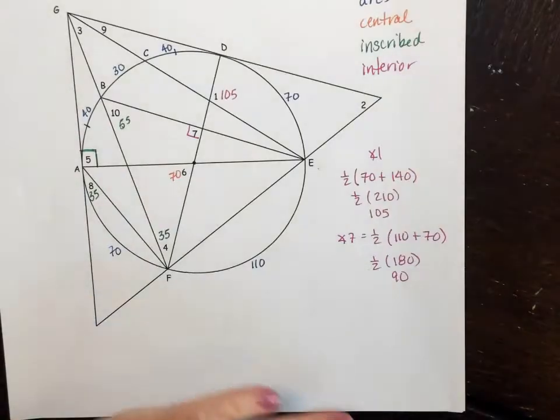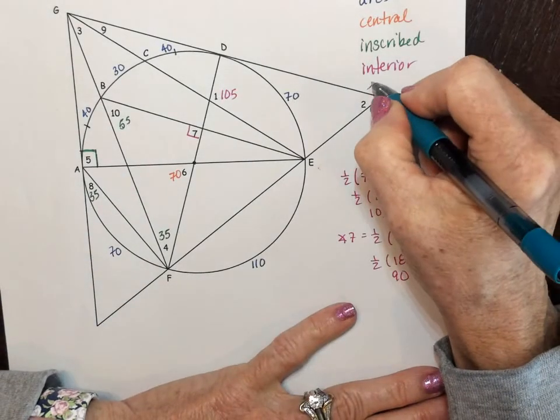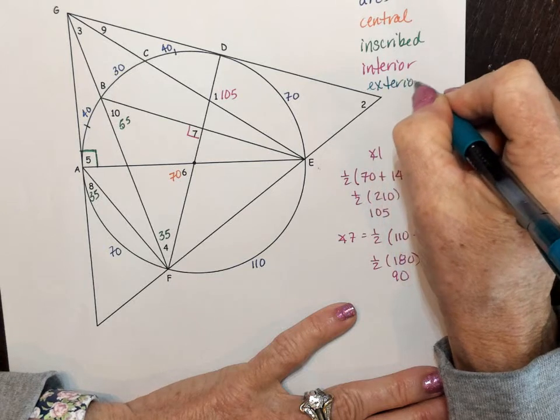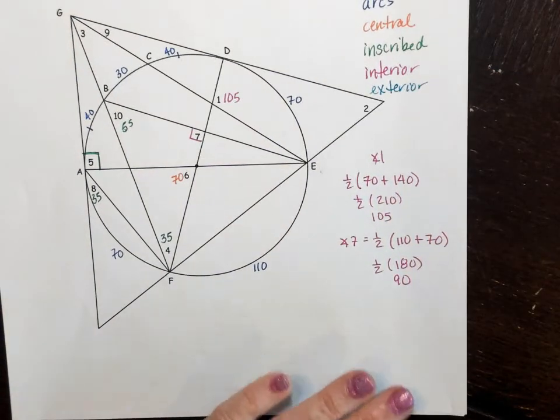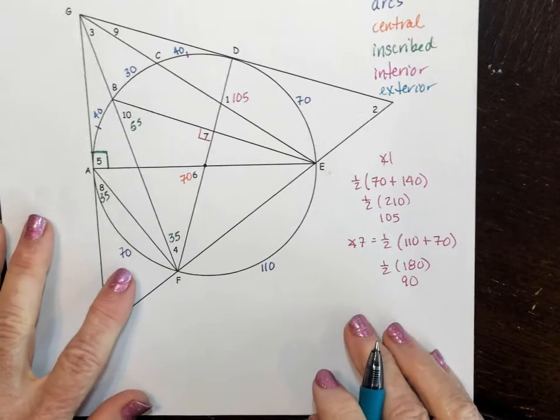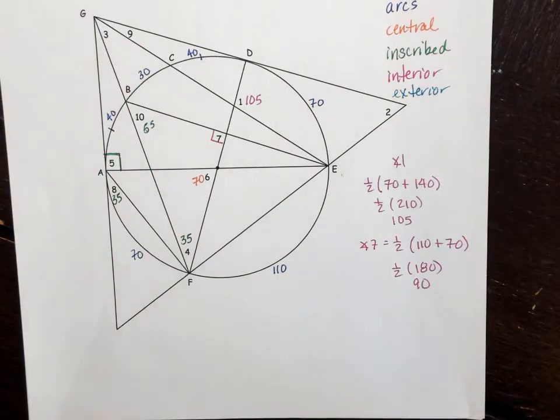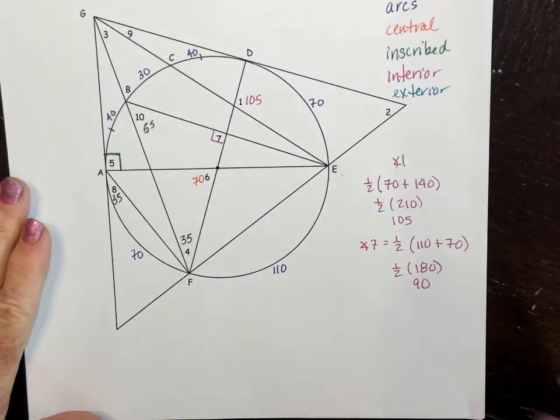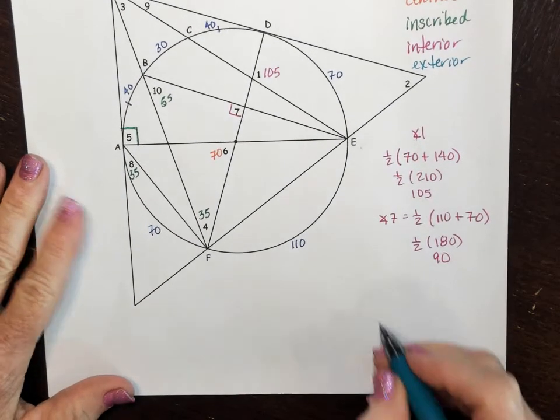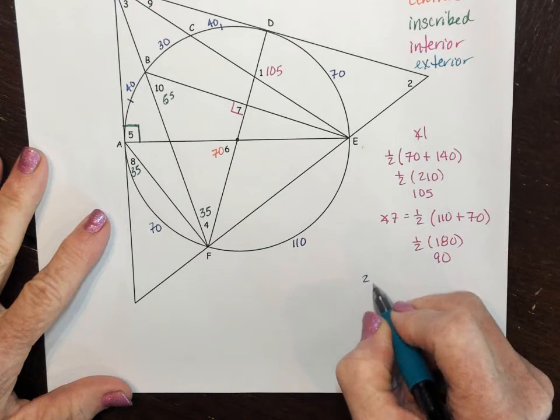And our last type of angle that we need to look at are our exteriors. We should have 2, 3, and 9 left. And let's see if that makes sense. 2, 3, 9. Yes. So angle 2, I'm going to do that work down here.